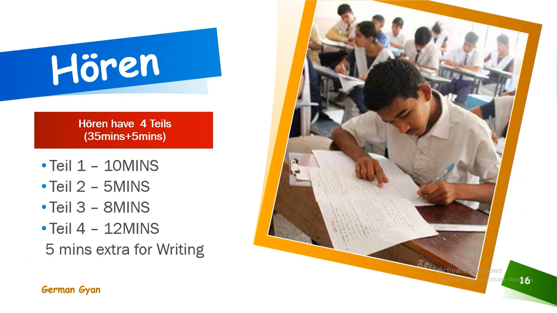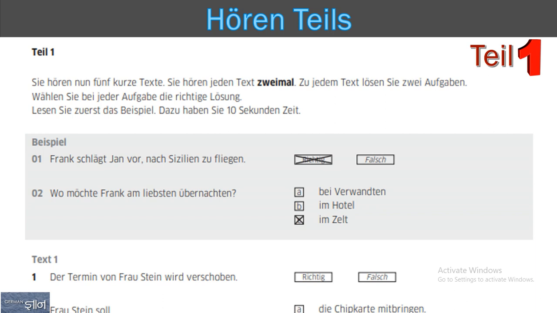In Hören we have 4 tiles. This takes approximately 40 minutes. They give 35 minutes for the tiles and 5 minutes extra for noting down the answers. So guys, in Tile 1 you just have to listen to the announcement, and then you have to cross the right A, B, C. That's all. Or richtig or falsch is also there. So for each one you will get 2 options.